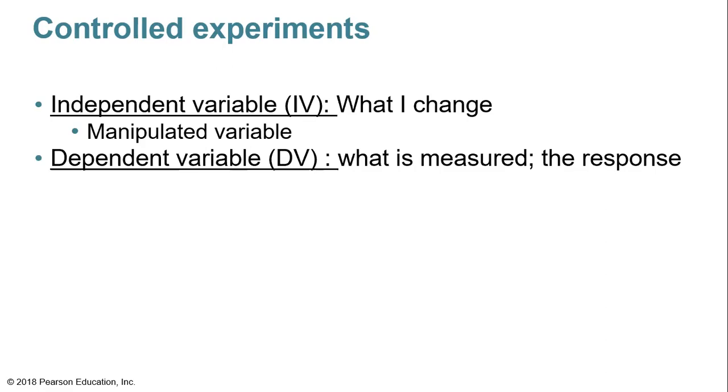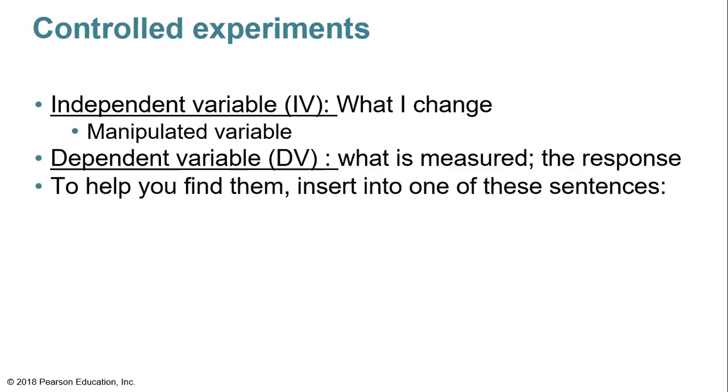All right, and then we have the dependent variable, and that's what is measured, and that's the response. So in the case of the strawberries, it would be the yield of strawberries is what you're looking for. That's how you're going to measure the success of your experiment.